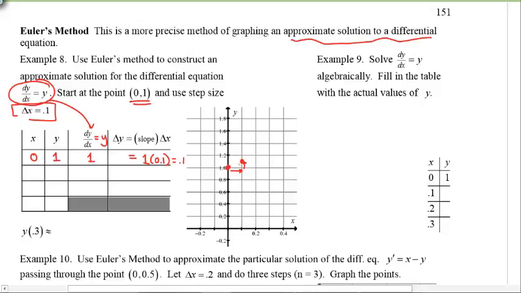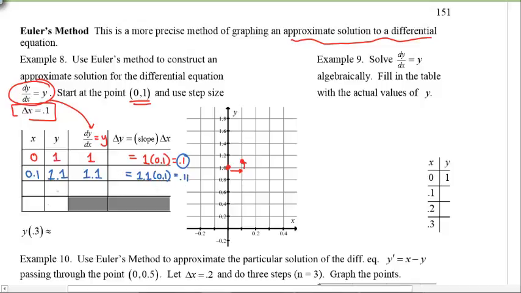Okay? Now I'd like you to take that new point. So the new point now is 0.1, because I changed the step size of x by 0.1. And the y value change was also 0.1, so 1 plus 0.1 is 1.1. And now we're going to repeat the process. Okay? So the dy dx is just y. In this case, it's 1.1. The change in y is now 1.1 times the delta x, and that gives you 0.11.